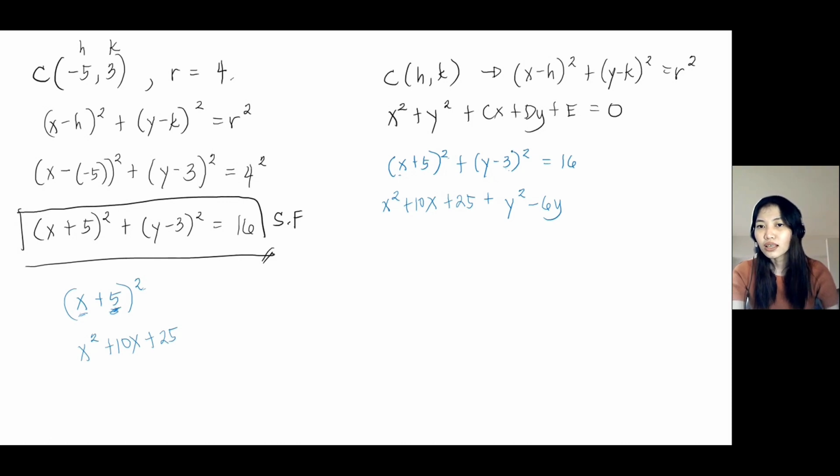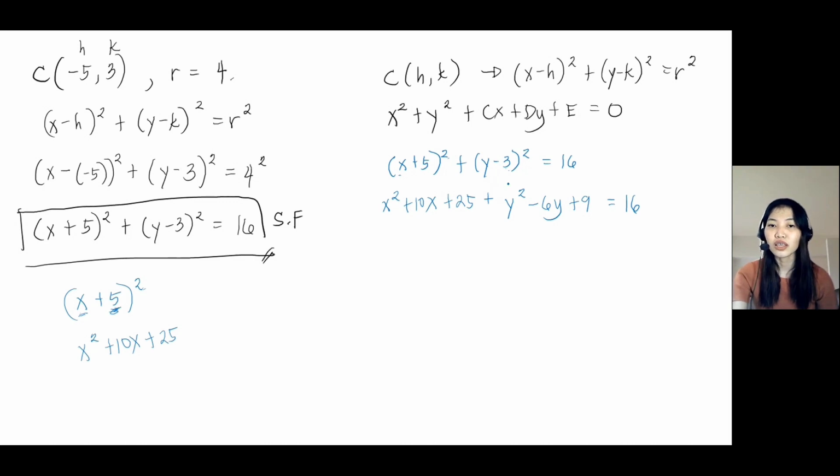Next, the second term, which is negative 3 raised to 2, or negative 3 squared, is positive 9. So if we're going to expand quantity y minus 3 squared, that is equal to y squared minus 6y plus 9. And that is equal to 16.